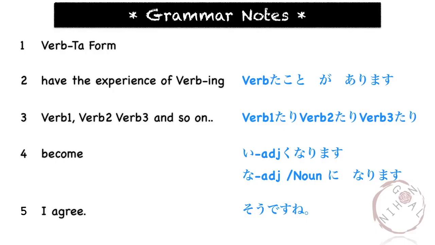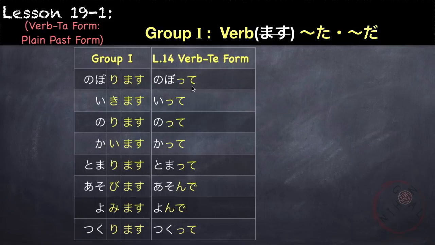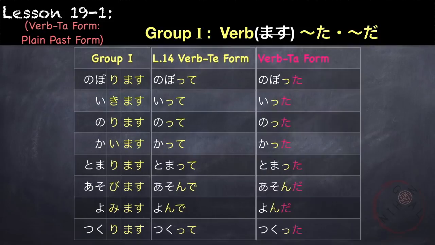Here are the grammar points that we would learn in this lesson. The first one is the ta form of the verb. Ta form of the verb is also known as the plain past form of the verb. This is the same as verb mashita. So to modify verbs into ta form, the rule is the same as modifying it to te form. But instead of te, we change it to ta. And for de, we change it to da.